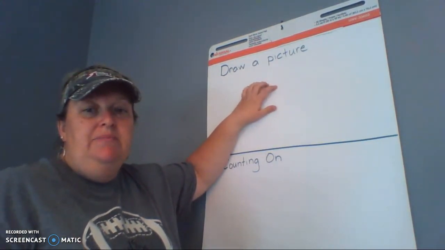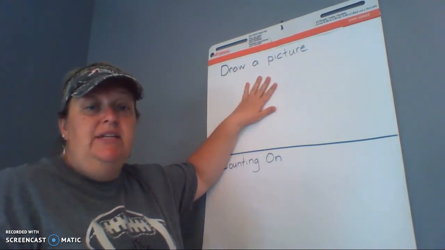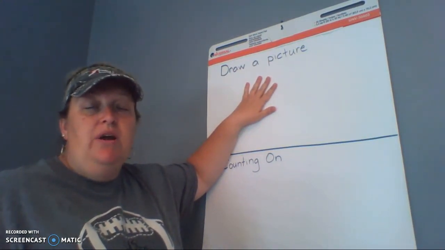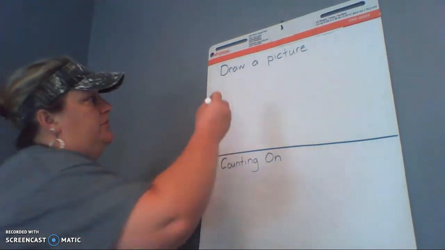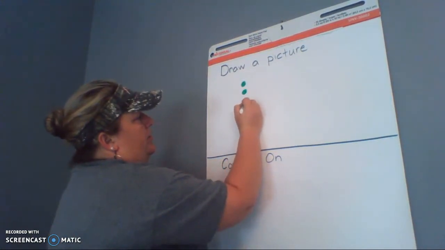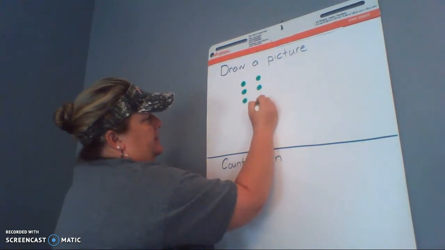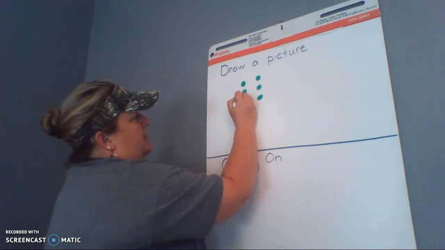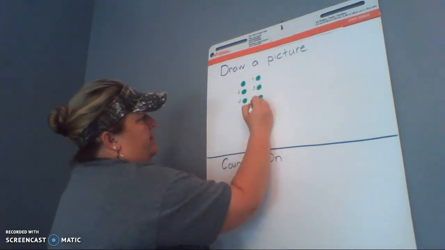How many lollipops did she start with? Good, she started with 6 lollipops, and then she got some more. How many more did she get? Well, she got 4 more. So, I'm going to draw 6. 1, 2, 3, 4, 5, 6. And we double check. 1, 2, 3, 4, 5, 6.